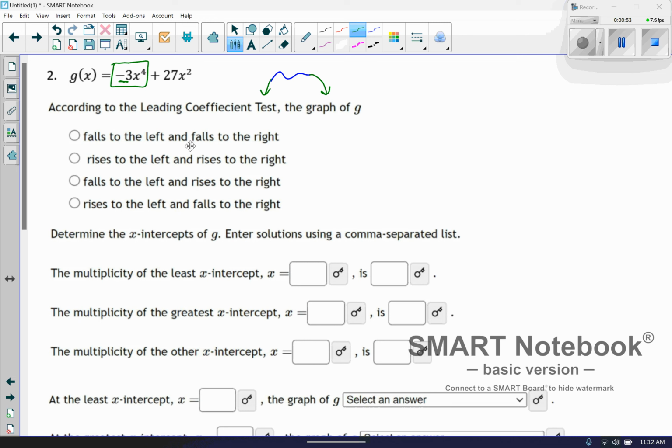So let's see, falls to the left. Oh, it was the first one. Here we go. Falls to the left, falls to the right.